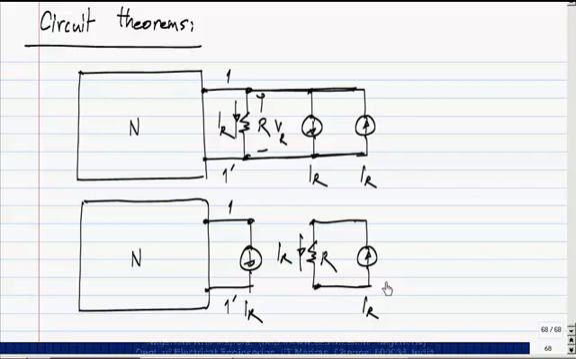Okay. This is a pretty simple proof that you can replace the resistance with a current source. Okay. Is this fine? Is it convincing enough?